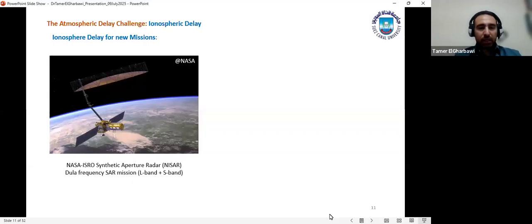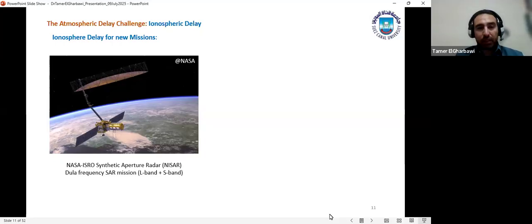So is there more to it? Yes, there is. We have new missions now. One of them is actually the ISPRS, which has two bands, the L band and S band, and it is dedicated to covering the whole globe for the canopy height and environmental impacts.